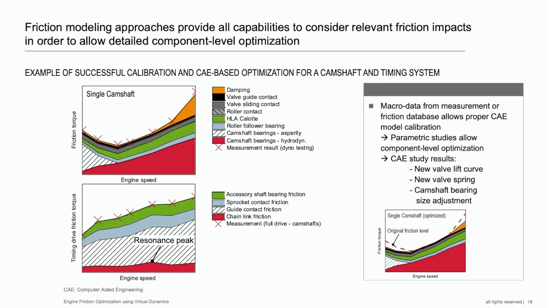Here it is especially important to lower the asperity friction, because in actual driving cycles your engine is likely to operate at very low engine speeds. Such a study can help to lower the contribution of the valve train friction onto your total engine friction.